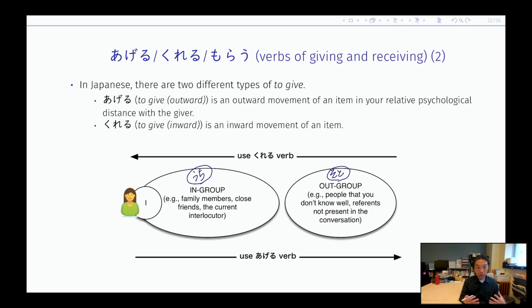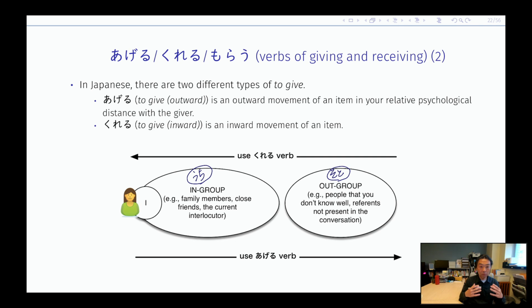Of course, the closest person to you is yourself, right? So this is I, which is the very, very inside of the in-group. So you are the closest to yourself, obviously, right? And the in-group may include other people who are close to you, such as your family members, close friends, or someone who is here and now, right? So it's not necessarily about social relationships. Sometimes the physical presence indicates the in-group and out-group.